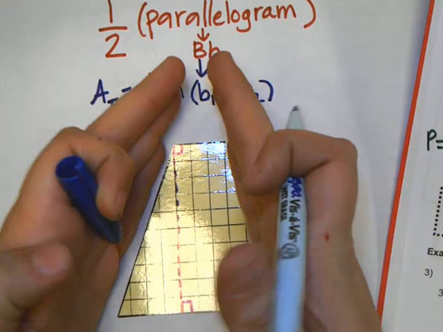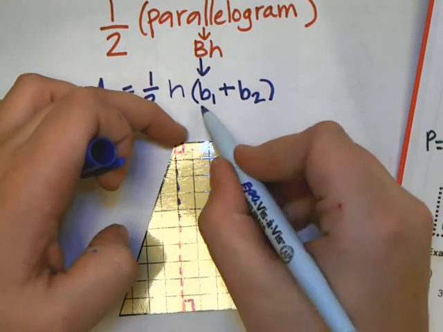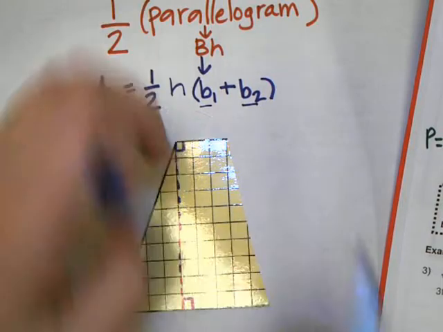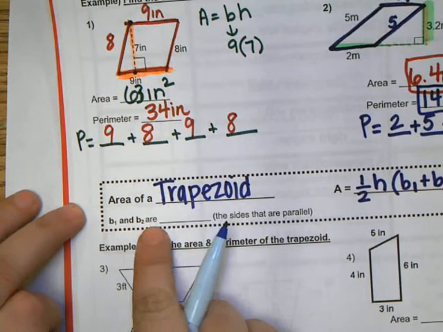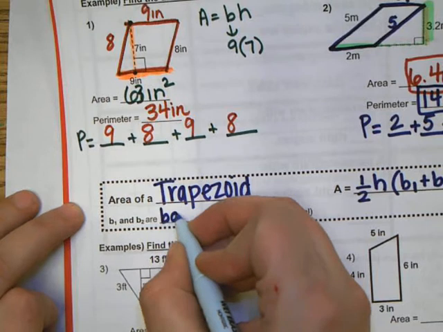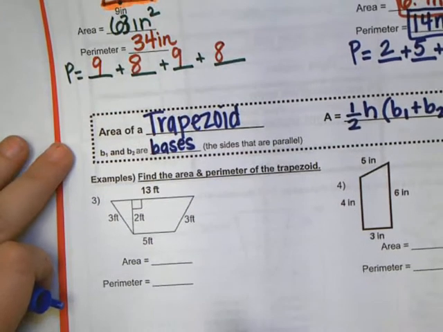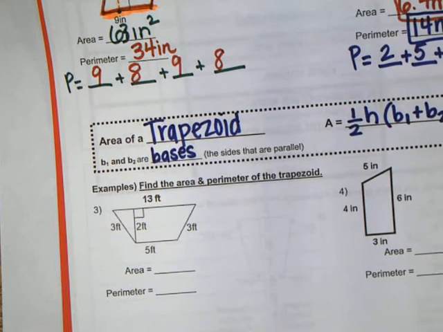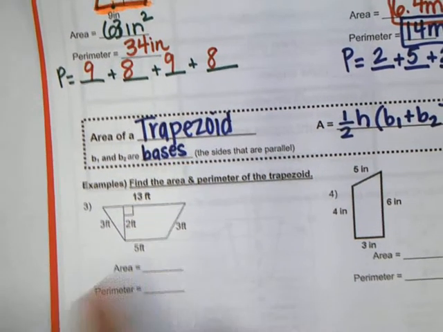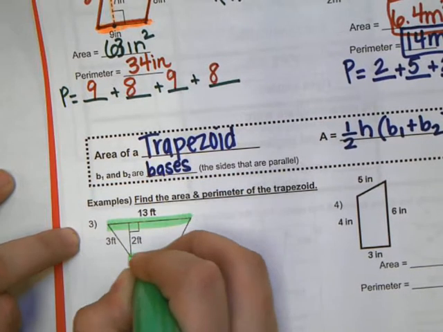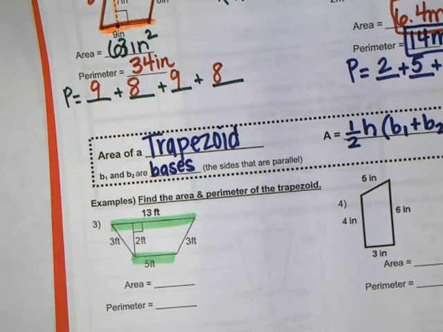Now notice the bases are the two sides that are parallel. So the numbers we add aren't going to be these sides. These sides aren't parallel. It's going to be the two sides that are. So how you know what B1 and B2 are in the formula: they are the two sides that are parallel. B1 and B2 are bases. They make a right angle with the height, and they are the sides that are parallel.